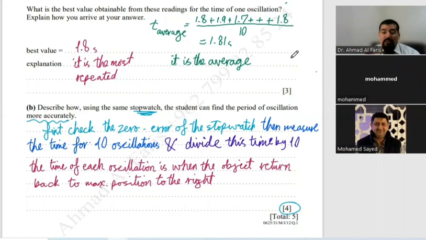Sir, can you repeat the zero error? I will repeat it later. We have many questions about the zero error. Do I have to say repeat and take the average? If you say repeat and take the average, it is not a clear answer. Maybe you will get a mark, maybe not. It depends on the mark scheme, and you don't know the mark scheme during the exam. No one knows the mark scheme. That's why don't be lazy and give a full complete answer to get the mark.